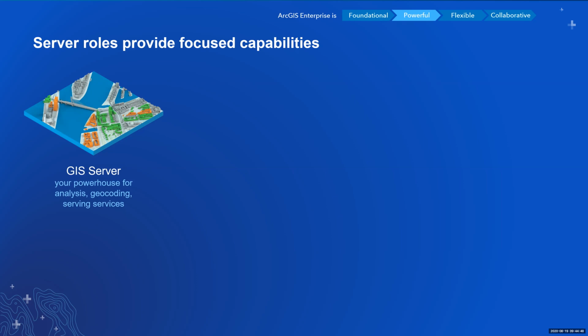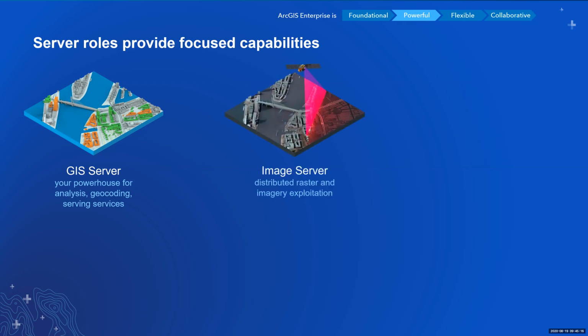This GIS Server role, the thing that you have known as ArcGIS Server, is still there. It's the cornerstone of Enterprise. It's the tool for doing all the service publishing, all the analysis and whatnot. It's the default role in the base Enterprise deployment. But if you get additional licensing from Esri, you can get additional server roles.